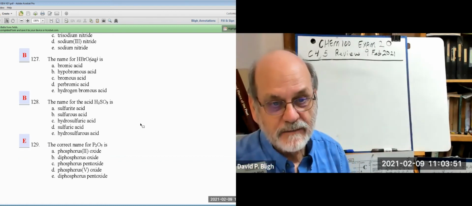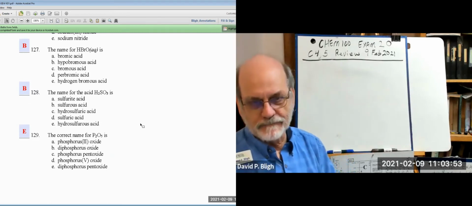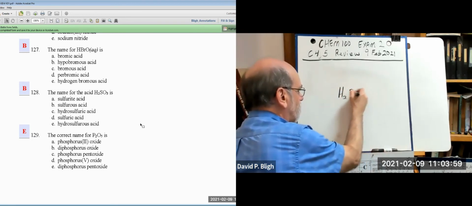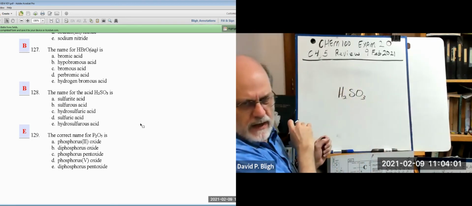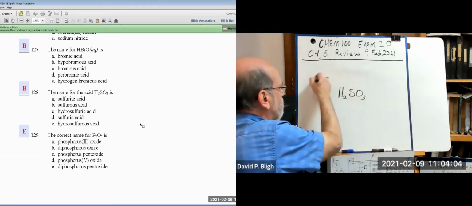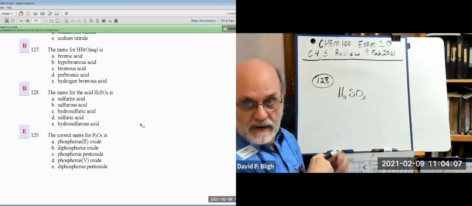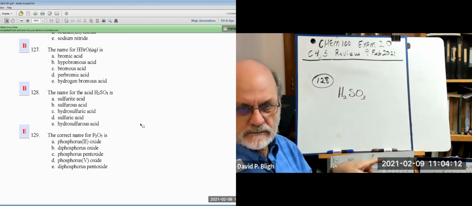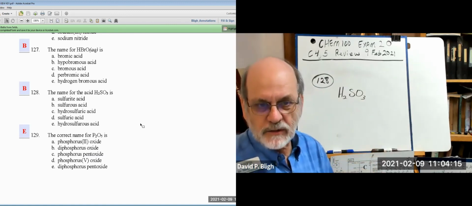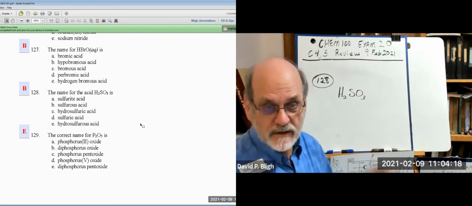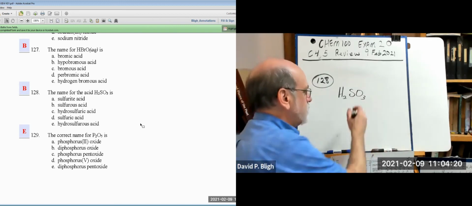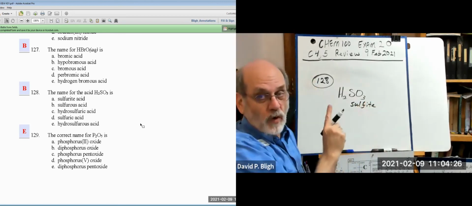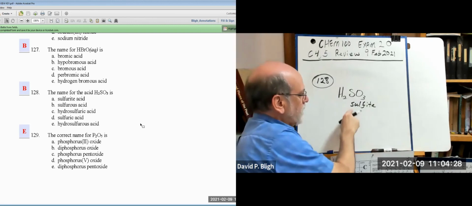Okay, 128. The name for H2SO3. Number 128. H2SO3. You got an acid. It doesn't say it's aqueous, right? So you look at the possibilities. If it's not aqueous, then we would say hydrogen sulfite. Sulfate has 4 oxygens. Sulfite has 3. Hydrogen sulfite.